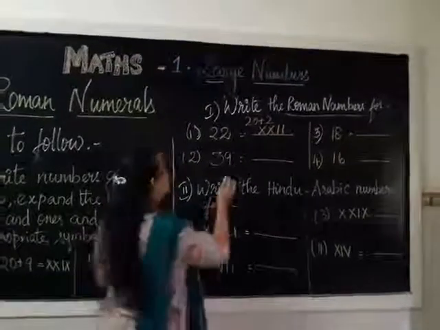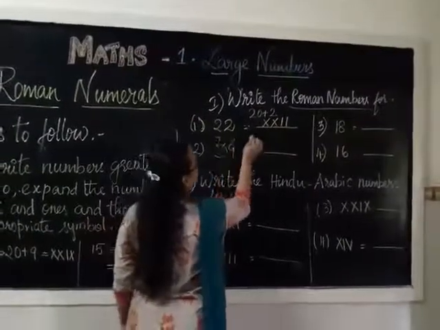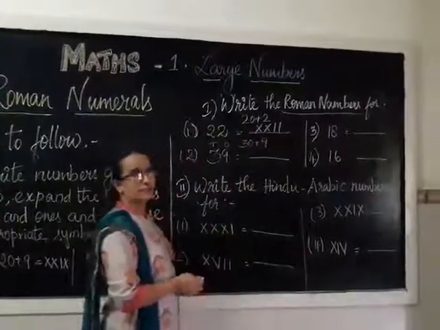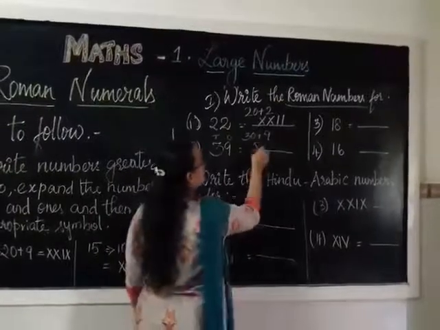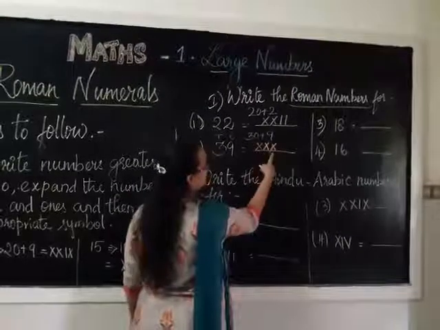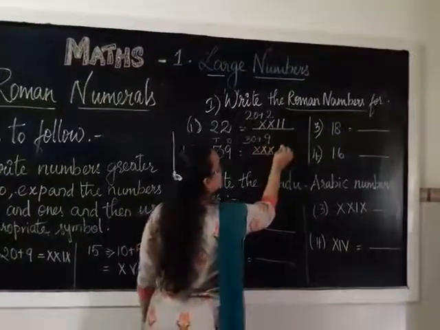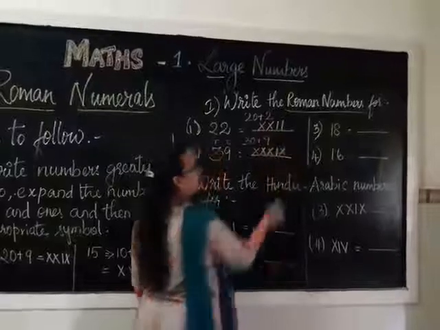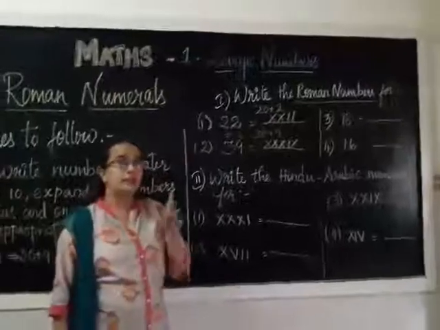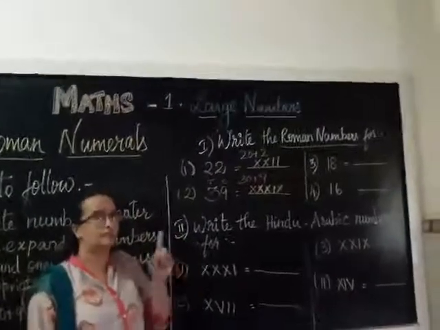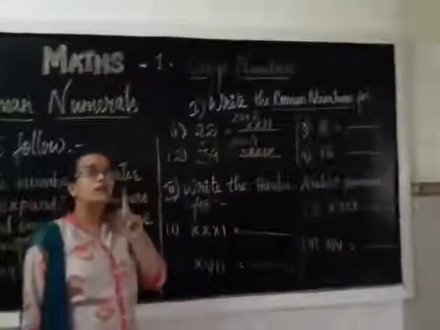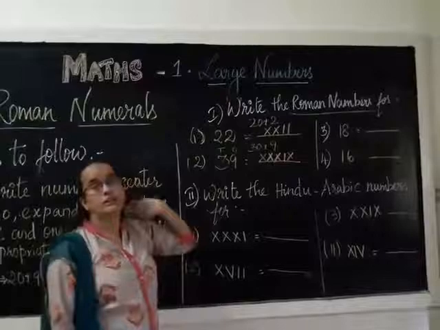Okay. Now 39. Same way, split into tens and ones. So 30 plus 9. What is the symbol for 30? 30 means 3 times X: 10, 20, 30. The symbol for 9 is 10 minus 1. Only for 9. Remember, only for 9 and for 4 will you subtract. The symbol I comes before, on the left-hand side, only for 9 and for 4.